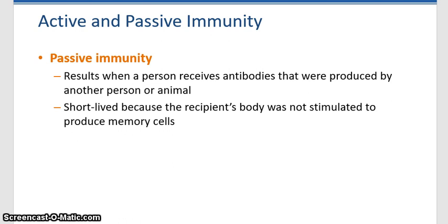But passive immunity has its disadvantages. It is short lived, so as soon as our body clears out those antibodies, it does not provoke the formation of memory B cells and T cells. It just gives that individual time for their immune system to respond to the infection.